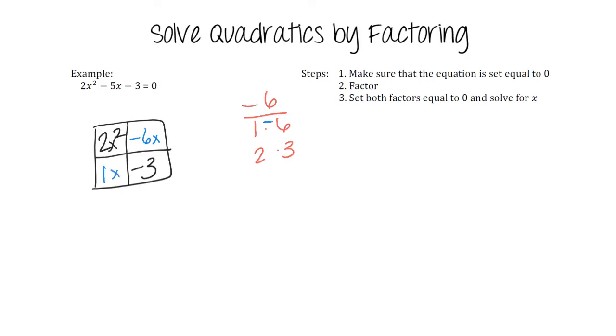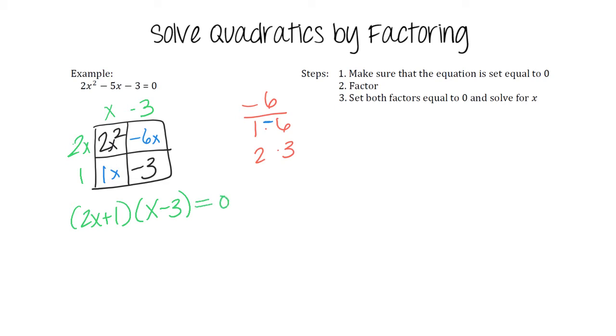And then remember, we are looking for the GCF in each column and each row. So between 2x squared and 1x, what do those two things have in common? They only have in common an x. Between -6x and -3, a -3. Between 2x squared and -6x, a 2x. Between 1x and -3, the only thing they have in common is a +1. So then our factors are 2x plus 1 times x minus 3. And remember, it doesn't matter what order you write these in. And that still equals 0.